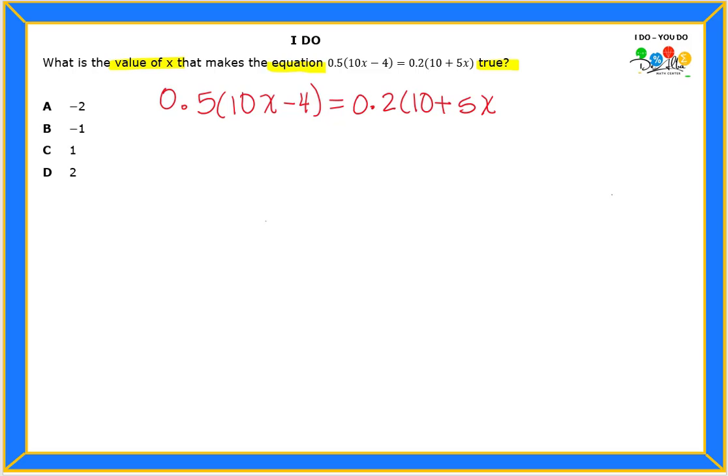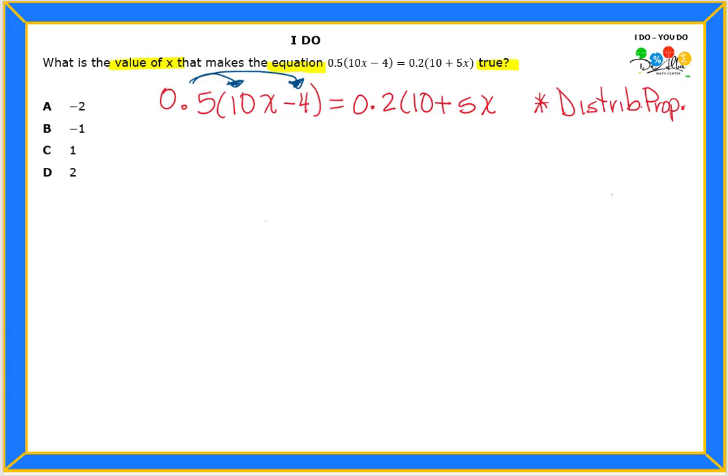So what's the first thing that I am going to do? Well, I'm going to do what is called the distributive property. Remember, I want to get rid of the parentheses. So I'm going to multiply 0.5 not just times 10x, but also times negative 4. And that's one of the mistakes that I still see in students. So let's make sure that we don't forget.